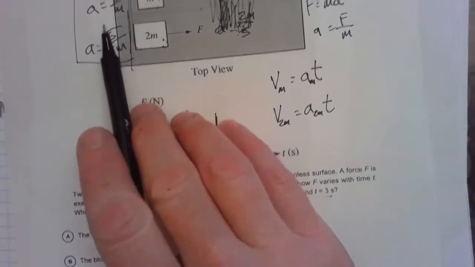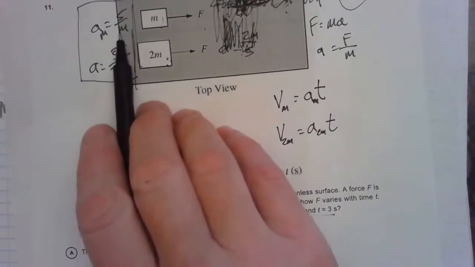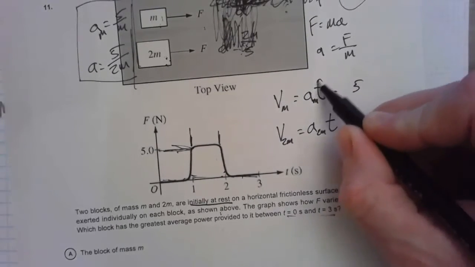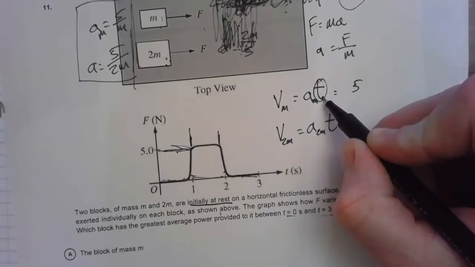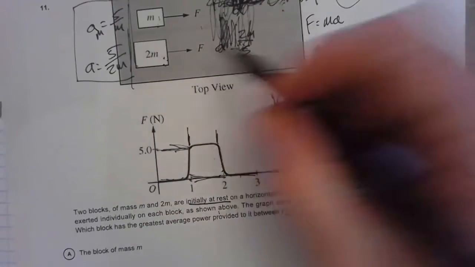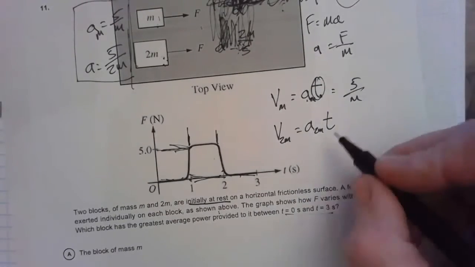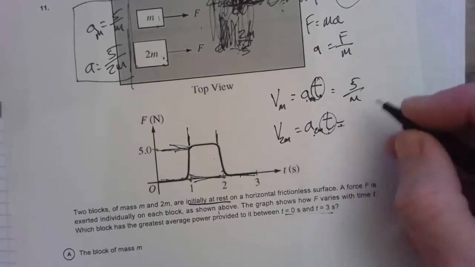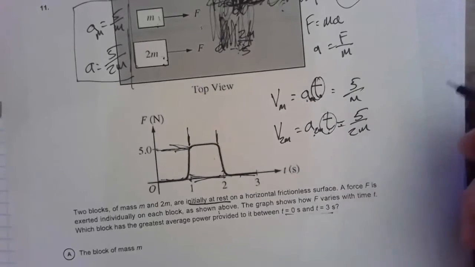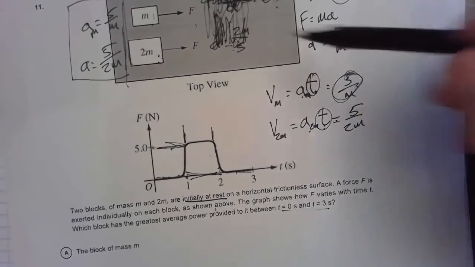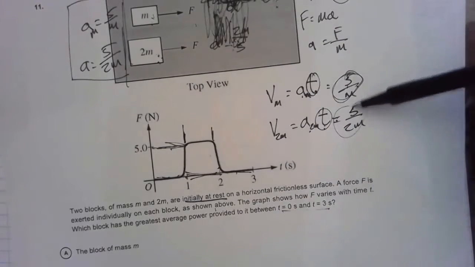But a for the single m mass is going to be 5 over m. So its velocity is going to be 5 times 1 second, divided by m. It's really just the same thing. The other one is also going to be whatever it was up here, because the time is 1 second, so that's going to be 5 over 2m. Okay, so this is the final velocity of the small block, and this is the final velocity of the large one.